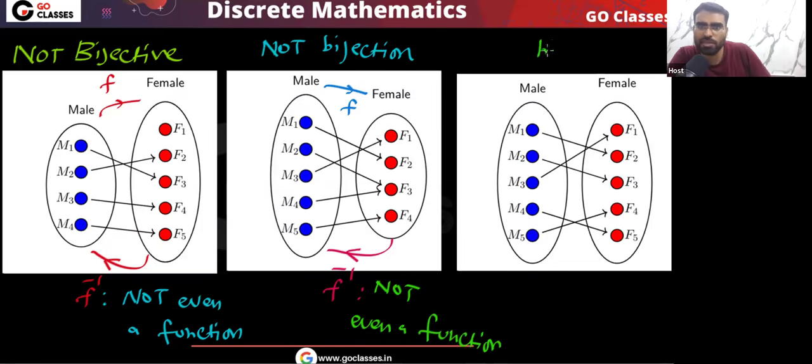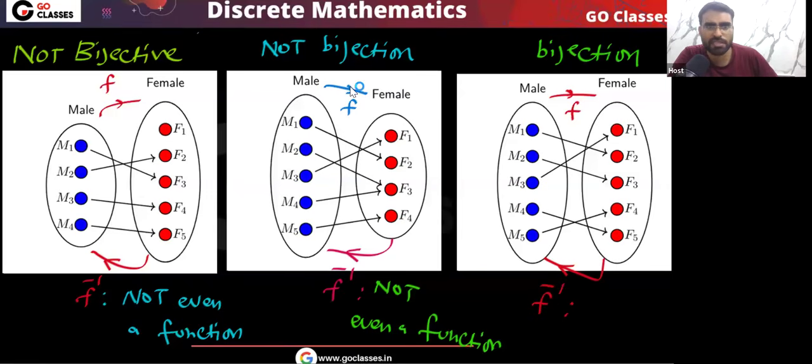Okay. But here you can notice this is a bijection. Now tell me, in the reverse direction, see, this is a function f. Now tell me, in the reverse direction, is this a function? Yes, this is a function, right?